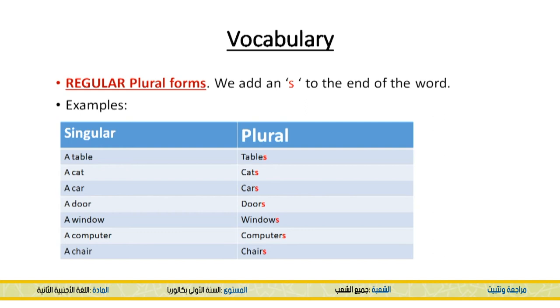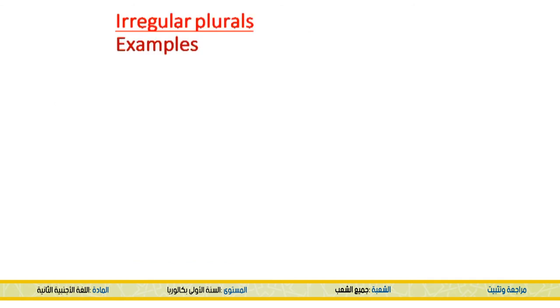Yeah, that's right. A cat, cats, an S. A car, cars. A door, doors. A window, windows. A computer, computers. A chair, chairs. So, as you have noticed, S, S, S, S, S, etc. Irregular plurals. It's different.